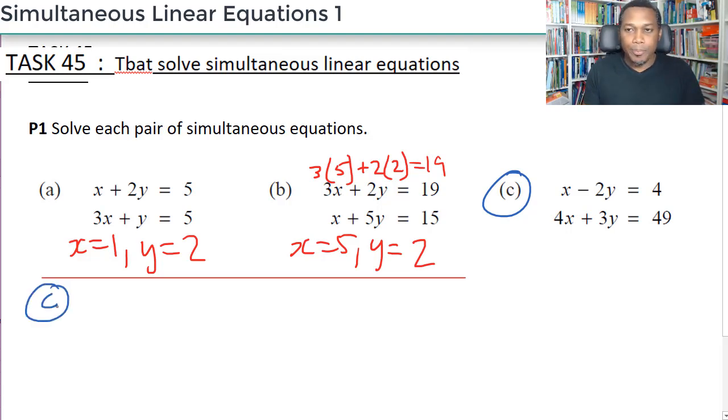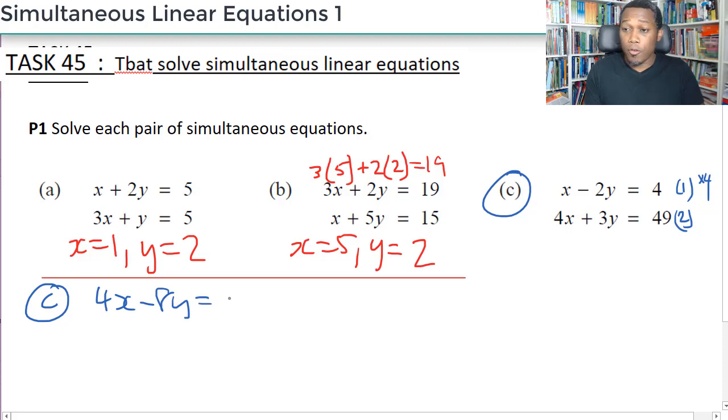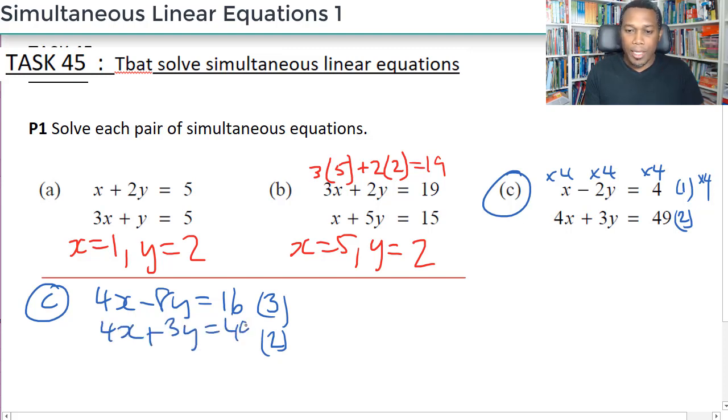We're going through C. For C, we have x take away 2y is equal to 4. I'll label it equation 1, equation 2, and I'm going to multiply equation 1 by 4 to get the 4x. So I have 4x take away 8y is equal to 4 4s is 16. Remember what's happening is each term is being multiplied by 4. Make sure you're doing that. And then, so that's equation 3. And then we're using equation 2, which was 4x plus 3y is equal to 49.